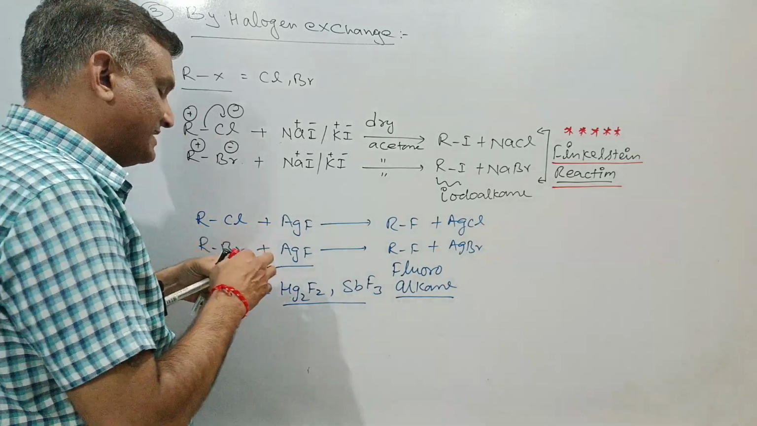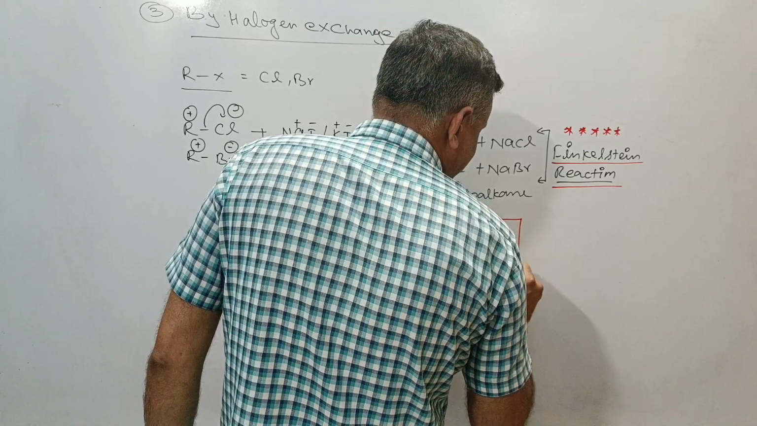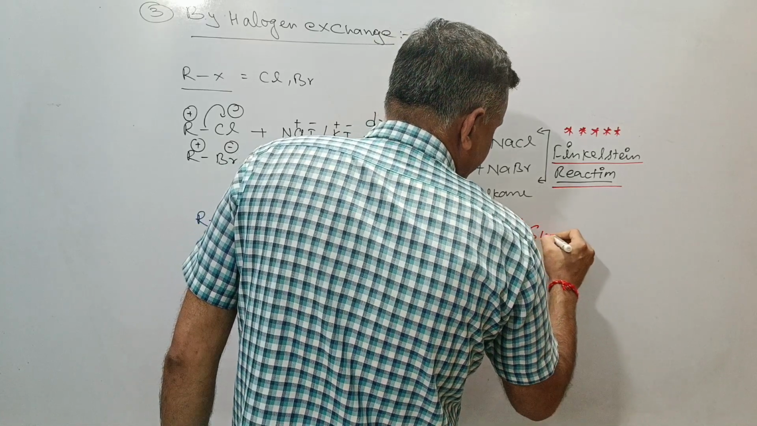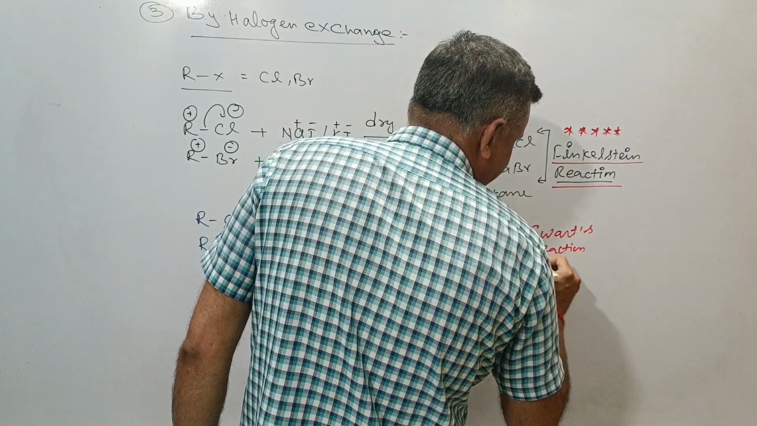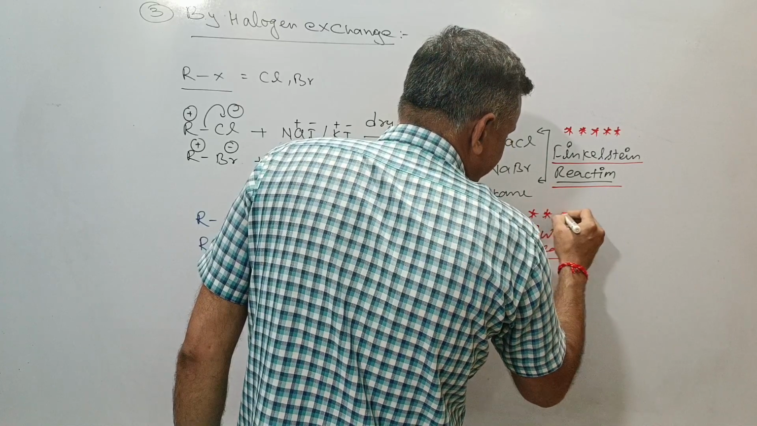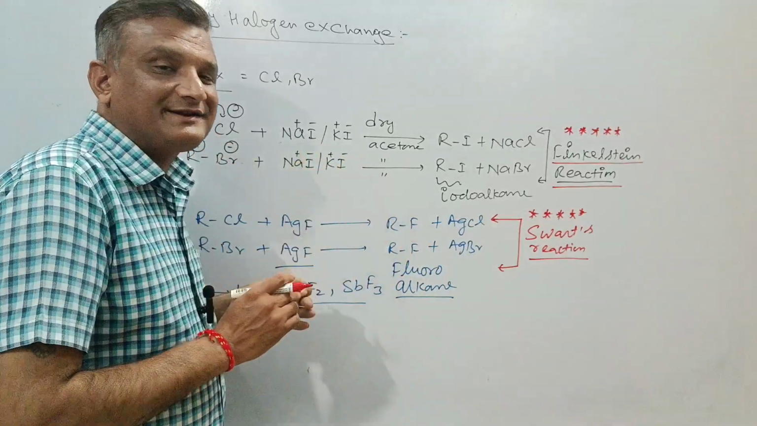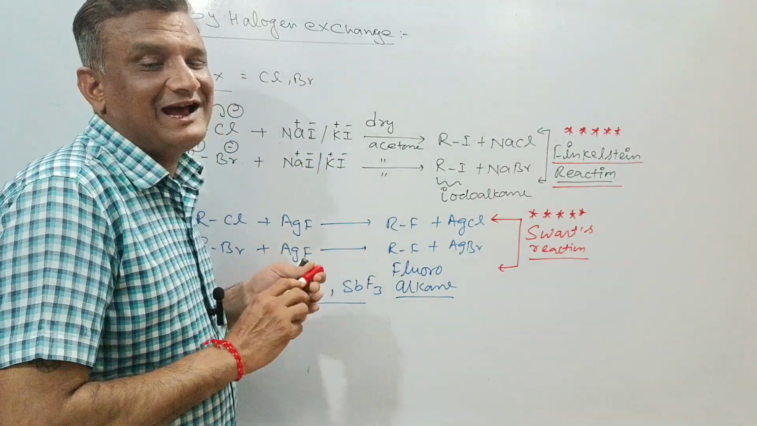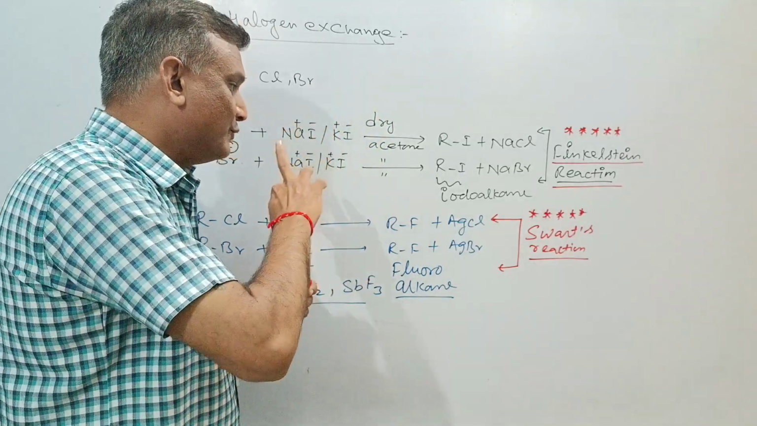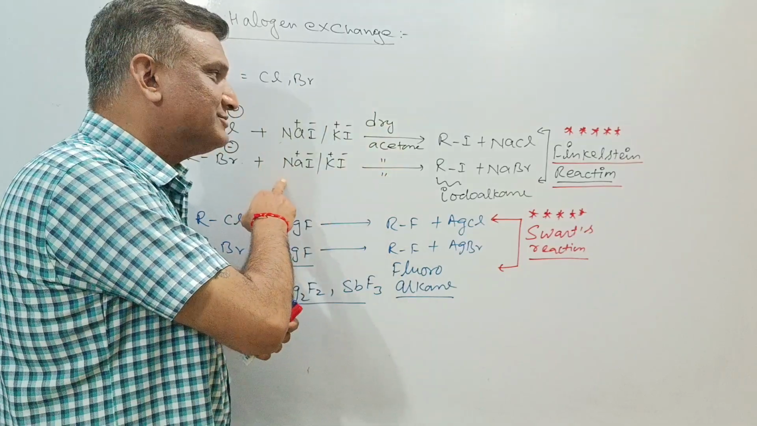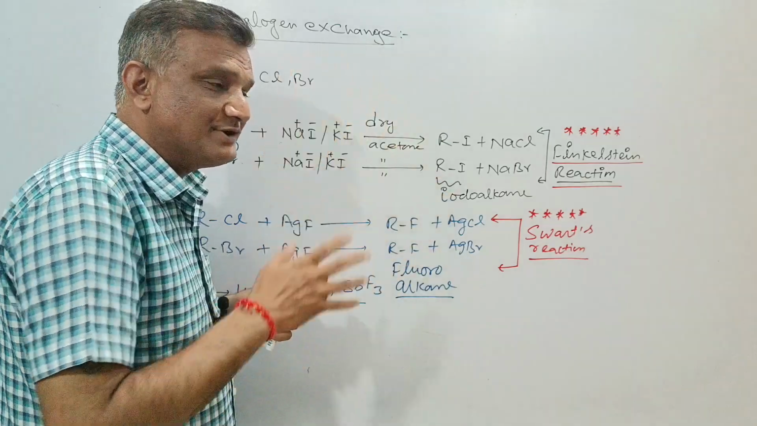This reaction is called the Schwarz reaction, as I told you in the previous video. It's again a naming reaction and a 5-star reaction. So this was regarding your third method, halogen exchange, as the Finkelstein reaction and the Schwarz reaction. If you want to get iodide, use the Finkelstein reaction. If you want to get fluoride from chloride and bromide, use the Schwarz reaction.